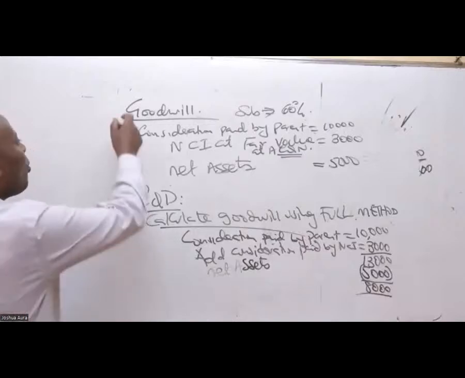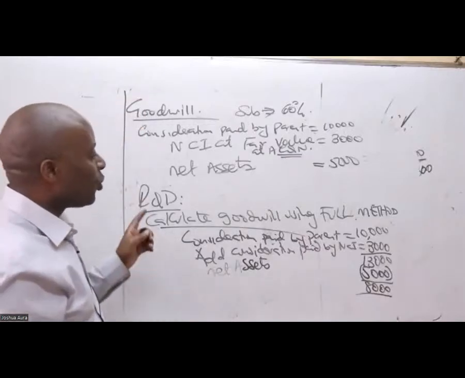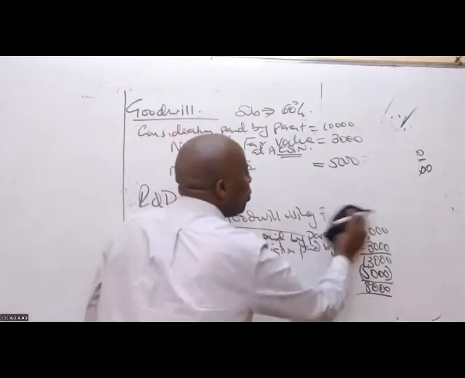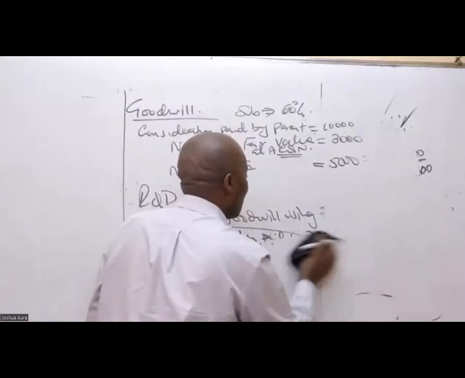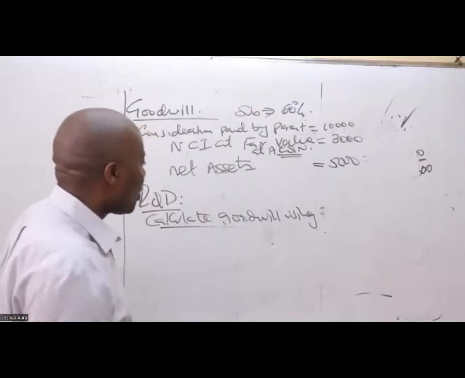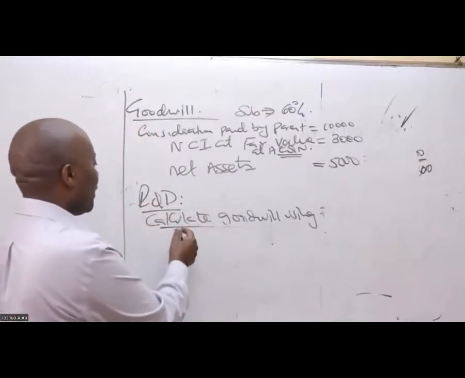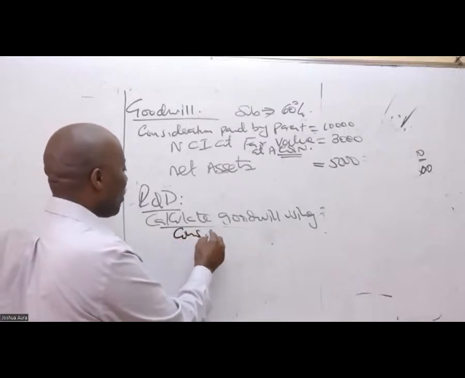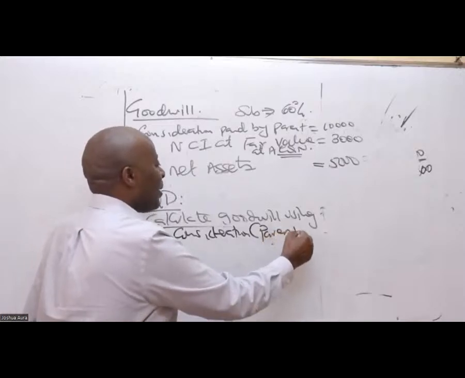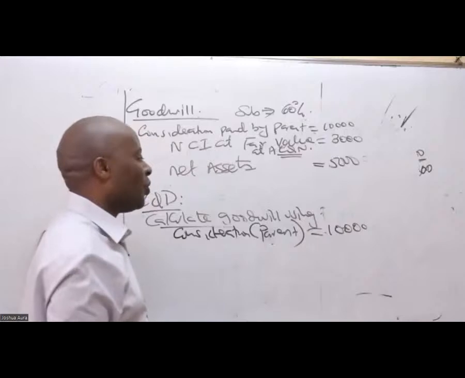From there, you now go to the partial method. Calculate goodwill using the partial method. So with the partial method, you only consider the consideration that has been paid by the parent alone. So in this case, you give consideration by parent, and the parent has paid 10,000 for the subsidiary.